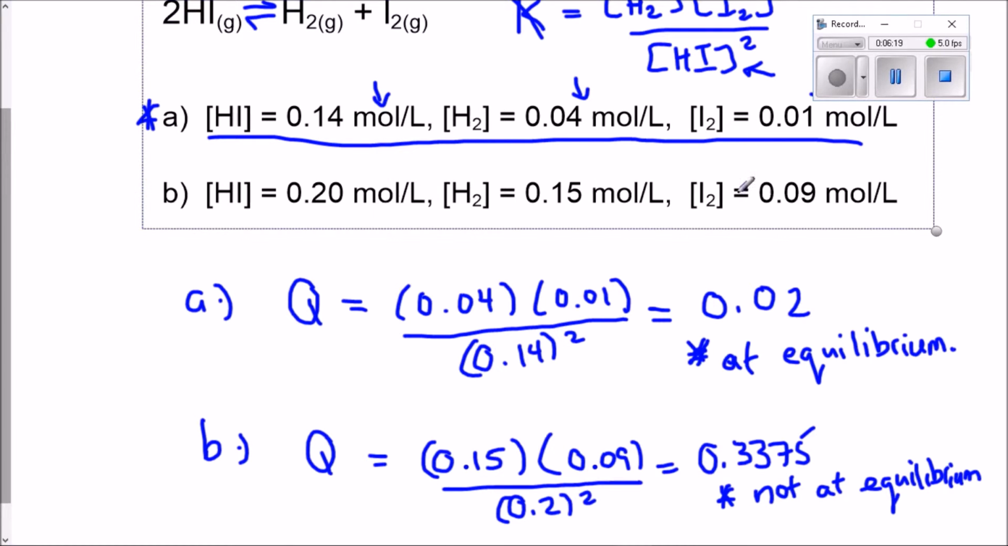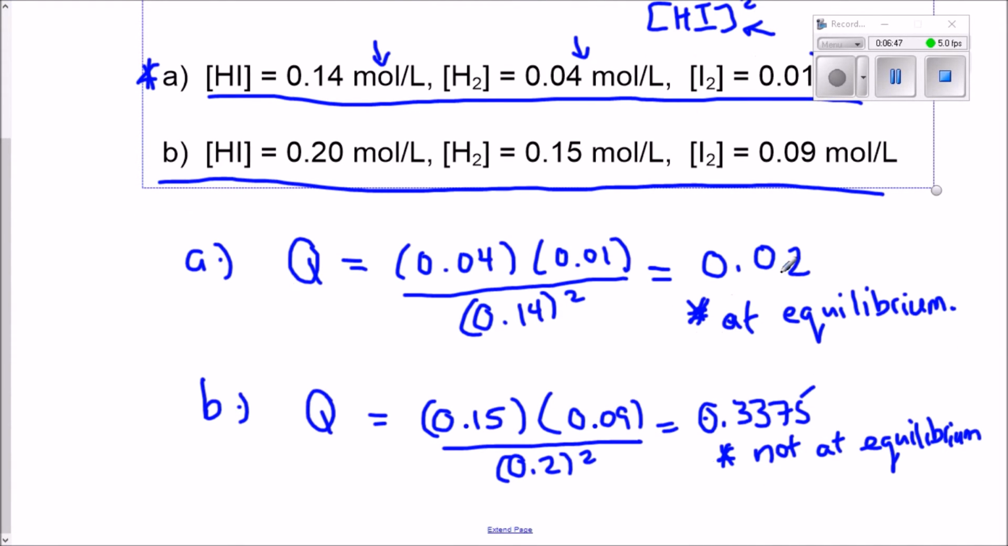What I did for the second one is I plugged in my values for B, and we don't know if these values are at equilibrium or not. We just plug them into our expression, which is exactly like K, except we're calling it Q because it's a trial. We're not sure if it's going to give us an equilibrium value, and it doesn't. It gives us 0.3375. Now this number is larger than 0.02. So K is 0.02. Our Q value is greater than K.